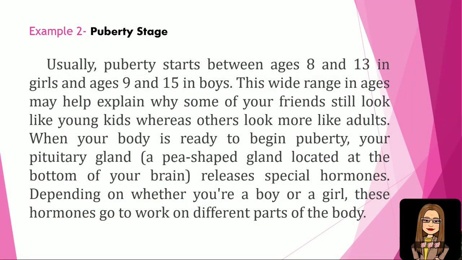Another example is the puberty stage. Usually, puberty starts between ages 8 and 13 in girls and ages 9 and 15 in boys. This wide range in ages may help explain why some of your friends still look like young kids, whereas others look more like adults. When your body is ready to begin puberty, your pituitary gland, a pea-shaped gland located at the bottom of your brain, releases special hormones. Depending on whether you're a boy or a girl, these hormones go to work on different parts of the body.